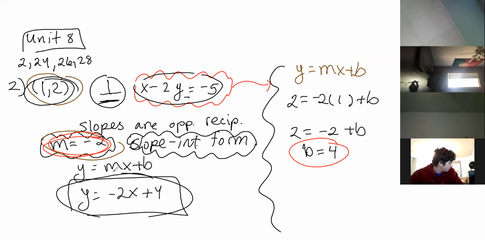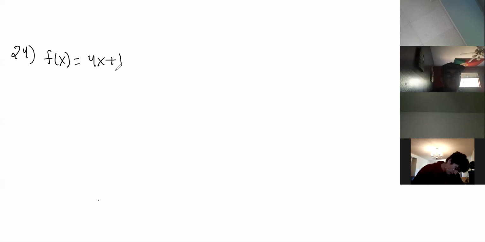Okay, I'm going to clear. And next one I'm going to do is 24. Garen, that one is yours, correct? Yes. f of x equals 4x plus 1 over x. And again, this is from Unit 8 review. And it says find the inverse.